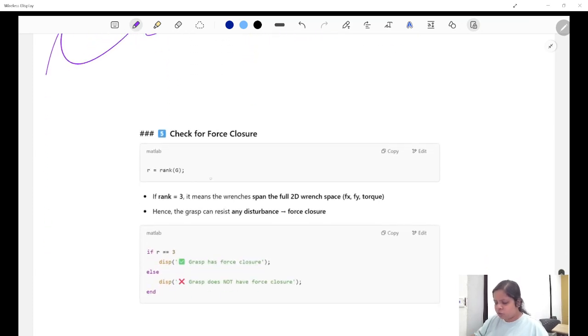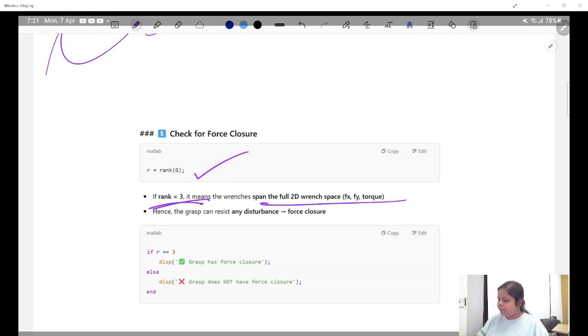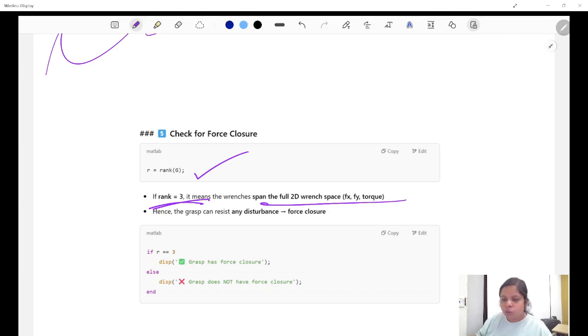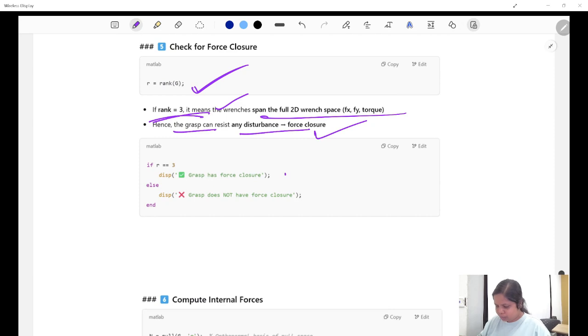And then we check for force closure, so we check the rank of the grasp matrix. If the rank is 3, it means that the wrenches span the full 2D wrench space, fx, fy and torque. So if the rank is 3, then it is under force closure. Hence the grasp can resist any disturbance under force closure if it is the ideal condition. Yeah, again, if it is the practical condition, you might have a number of things happening over there. But theoretically, in just an ideal condition, this would help. So from here we display whether the grasp has a force closure or not.